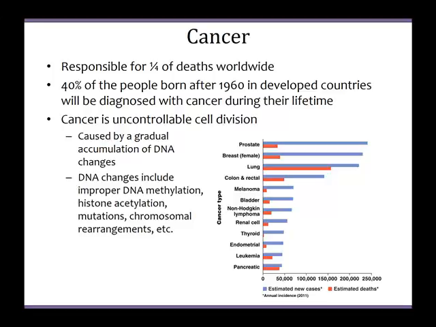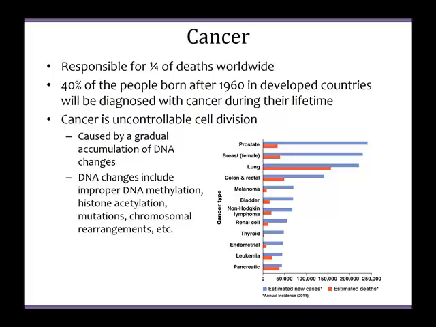The reason why is simply because this is one of the biggest killers in the world. It's responsible for about a quarter of deaths worldwide. And 40% of the people born after 1960 in developed countries will be diagnosed with cancer sometime during their lifetime. At its root, cancer is simply uncontrolled or even uncontrollable cell division.